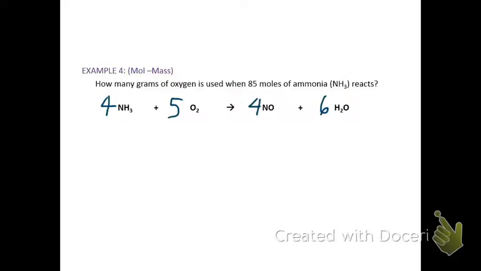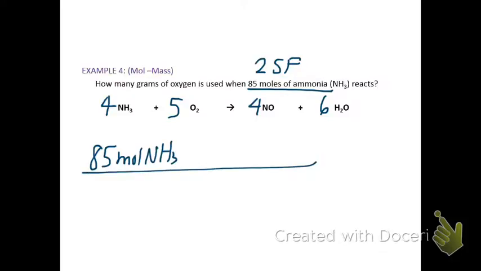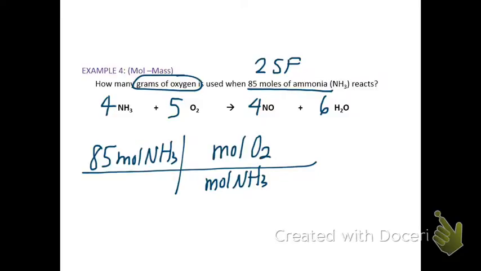Okay? So this time we're starting with moles of ammonia. So we're going to do one less step. We only need 2 significant figures in our answer. So we start with 85 moles of ammonia. I want to get rid of moles of ammonia, so it goes on the bottom. And I'm looking for how many grams of oxygen, so I put moles of oxygen on the top. Now let's go to my balanced equation and get those numbers. Moles of ammonia is 4. Moles of oxygen is 5. So now moles of ammonia cancels out.